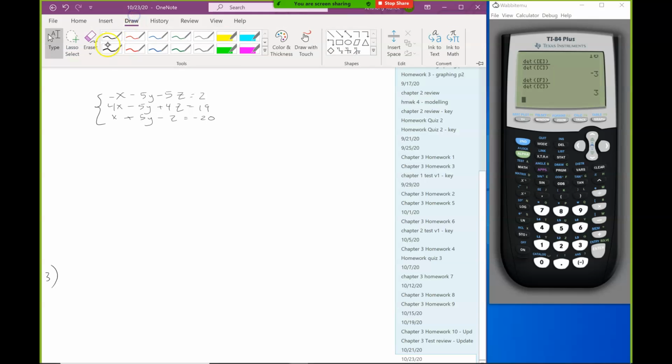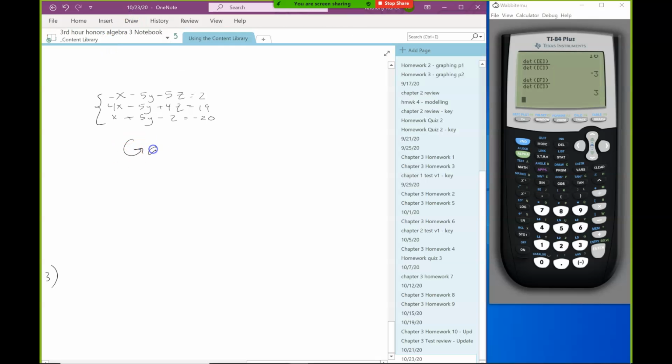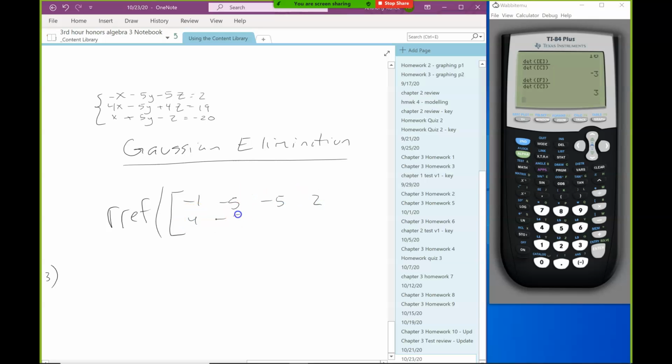The last one is to do Gaussian elimination here. We save the fastest version for last. So I'm just going to do our REF of this matrix. We call this the augmented matrix, is the name we give this.